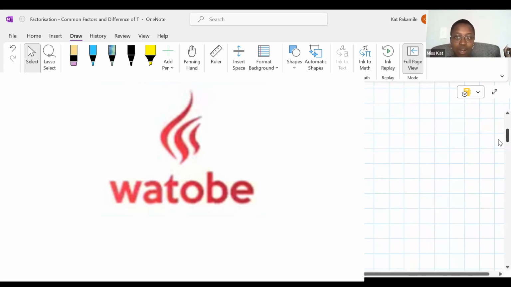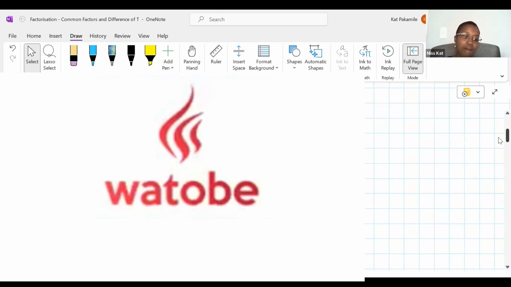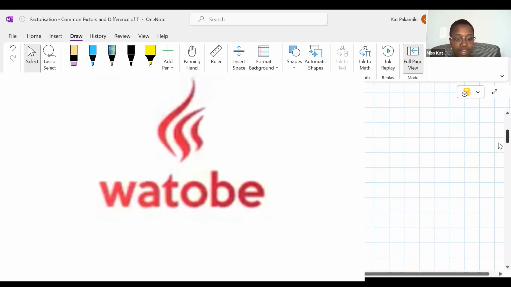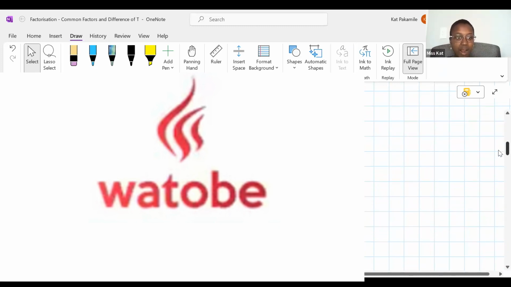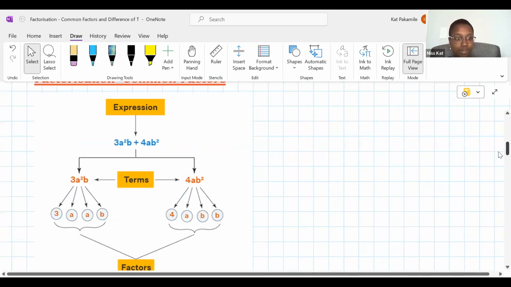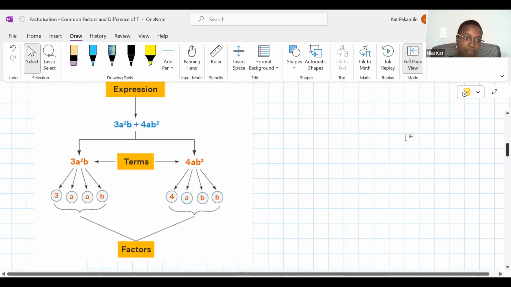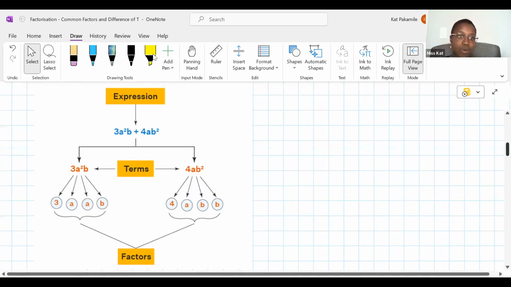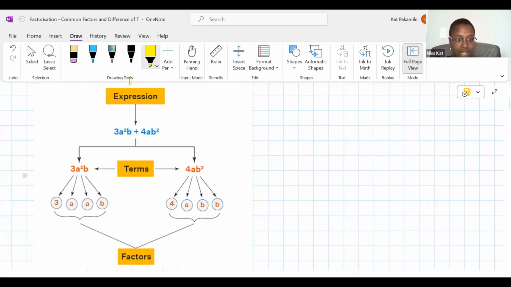So today we're continuing with algebra and we are starting with factorization. So the first thing we're going to talk about is common factors. Okay, let's look at my little drawing over here. This is an algebraic expression. It contains variables, coefficients, in this case there is no constant, exponents, and all of that.